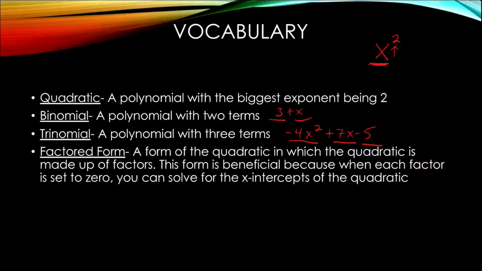Lastly, we have the factored form, which is a form of the quadratic in which the quadratic is made up of factors. This form is beneficial because when each factor is set to 0, you can solve for the x-intercepts of the quadratic. It's usually something like this. We'd get x plus r1 multiplied by x plus r2. Notice two binomials, there's two of them, and they're being multiplied together.